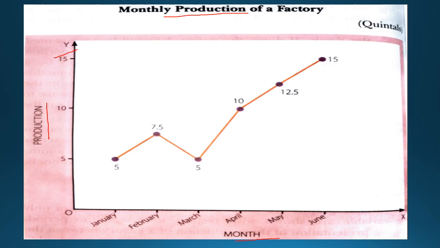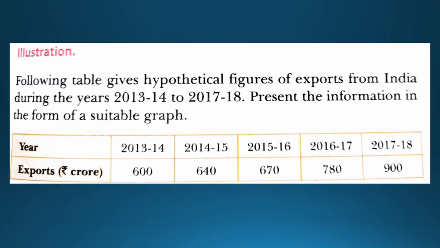Now, in January, the production was 5. In February, the production was 7.5. In March, the production was 5. April, production was 10. In May, production was 12.5. And in June, production was 15. Now, after plotting these points, I have joined these points through a scale. So this is a one variable graph.